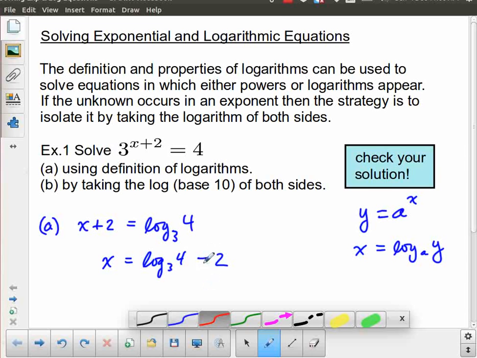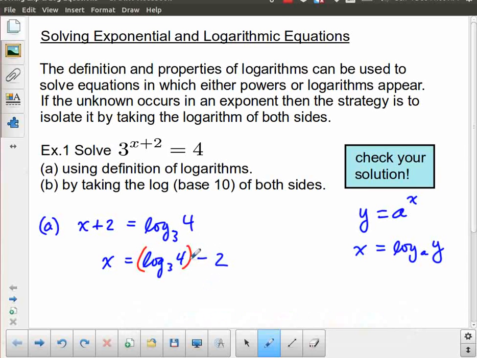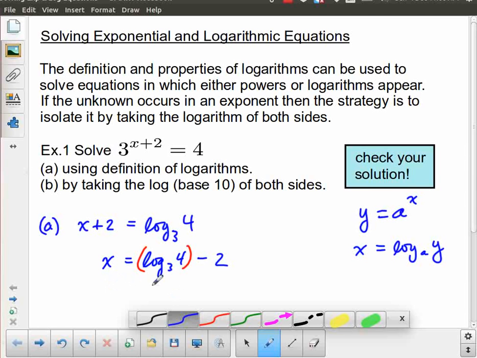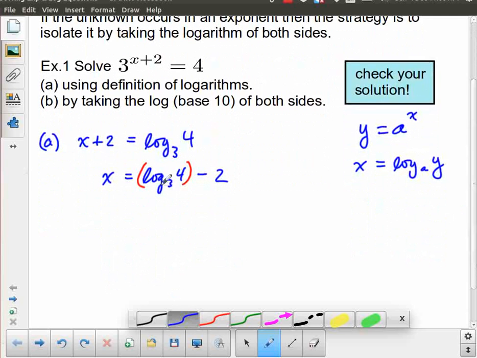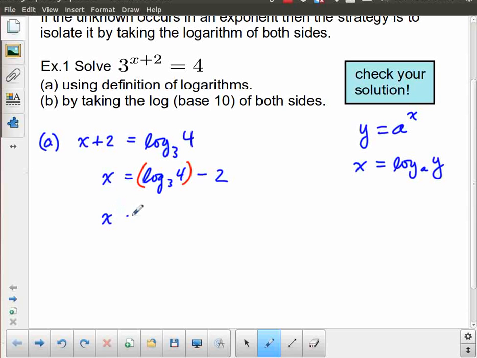Just make sure it's really clear in your mind that this is log base 3 of 4 as a single unit and then subtract 2. The 4 minus 2 do not go together. But for many people, from a skill point of view, first of all, not everyone has a calculator that will calculate log base 3 of 4. But even if you do have a calculator that can do that, you need to know how to break this into a log of another base.